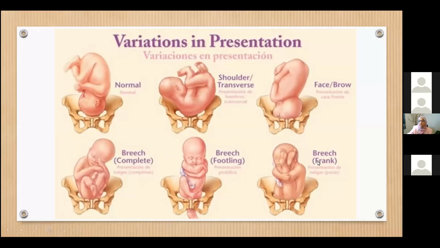And this one just loves hugging its own legs. So it is in this strange position which we call a frank breech, where it lifts up its legs and hugs them like that. Okay, so these are the different presentations of breech presentation.